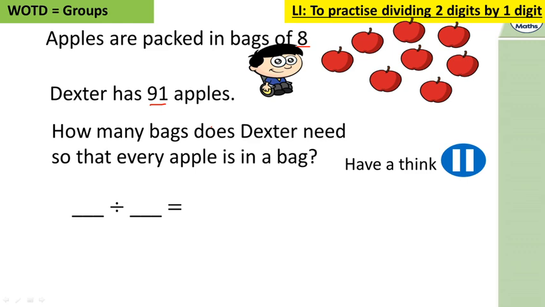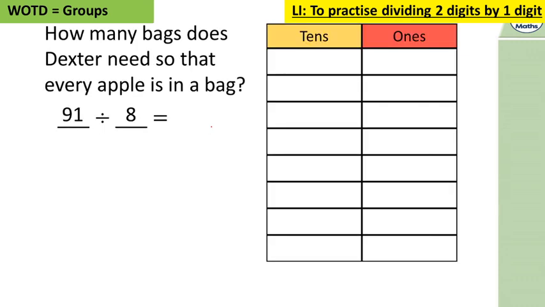Every apple to be in a bag. So we need to do 91 divided by 8. So how many 8s in 91? So we're just zooming over here to look at this in place value columns. Before we do it in place value columns, I know a lot of you like doing bus stop, which is absolutely fine. It's how I tend to do it when I'm doing dividing.